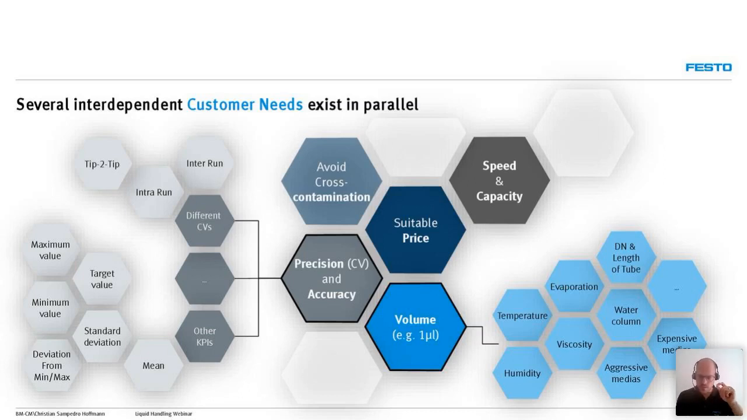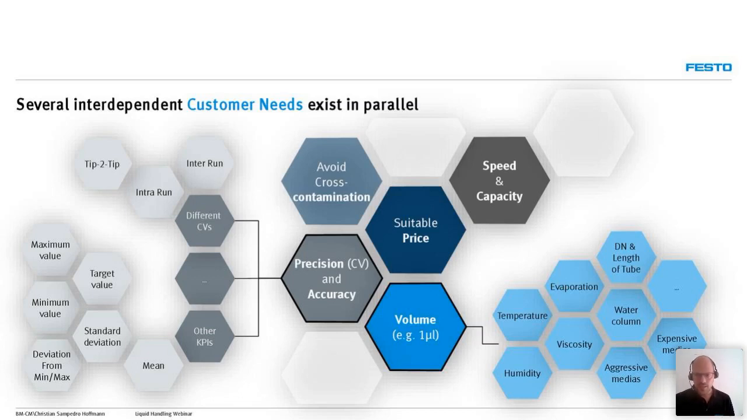Then on the other hand, I said it before, we are talking about precision. You want to transport every time the same amount of liquid. We are talking about the CV value, but there are a lot of different CV values we will see later on. So in accuracy, and also we have some other KPIs, and I see in practice they are mixed up a little bit sometimes. So when we are talking about minimum value and the deviation from min and max together with CV, they're a little bit mixed up. And for sure, we are talking about cross-contamination, suitable price. Always we are talking about the price as well, and speed and capacity for liquid handling approaches.